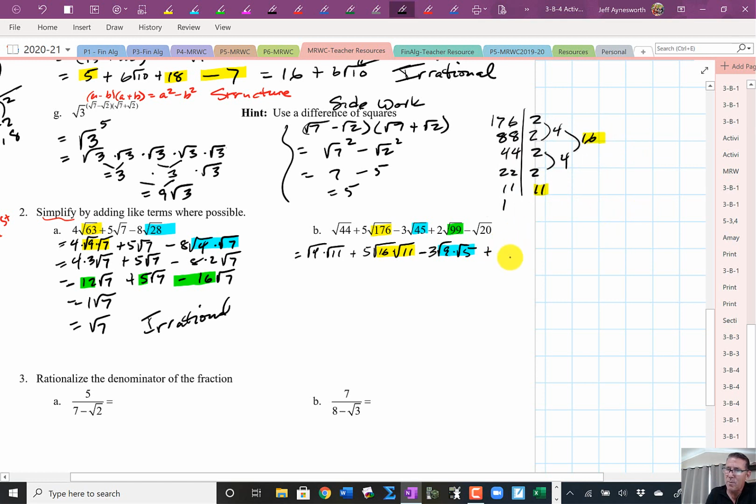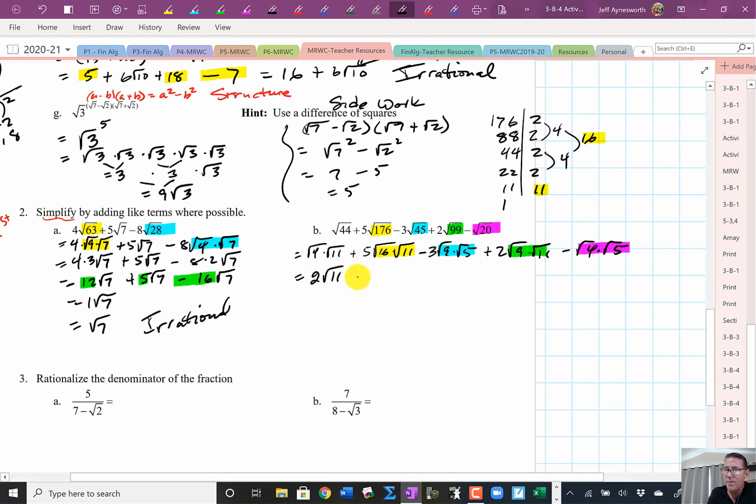Okay. Need more room. So plus 2 times root 9 times root 11. So all I did there was just factor. 99 is 9 times 11. And then root 20 is root 4 times root 5. Okay, so there we go. All color-coded for you.